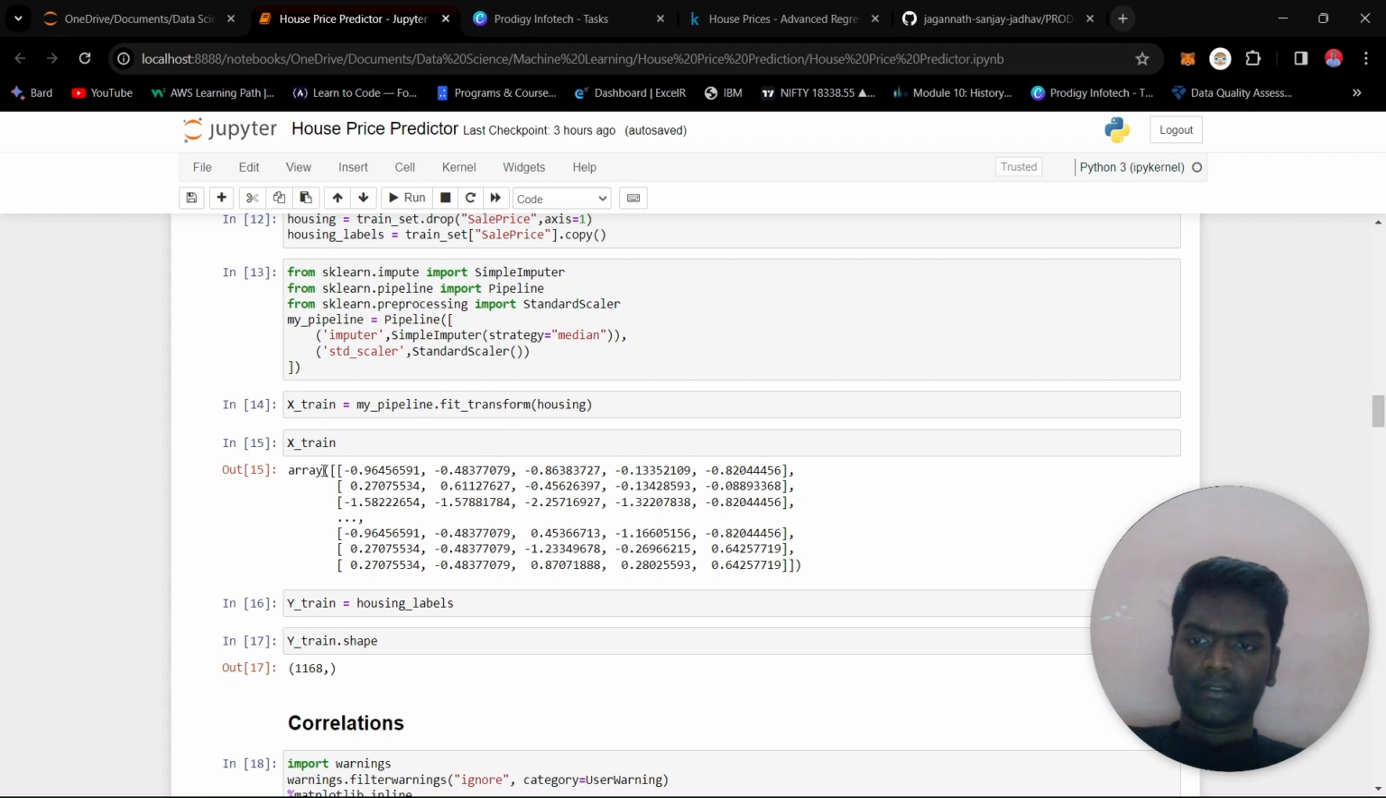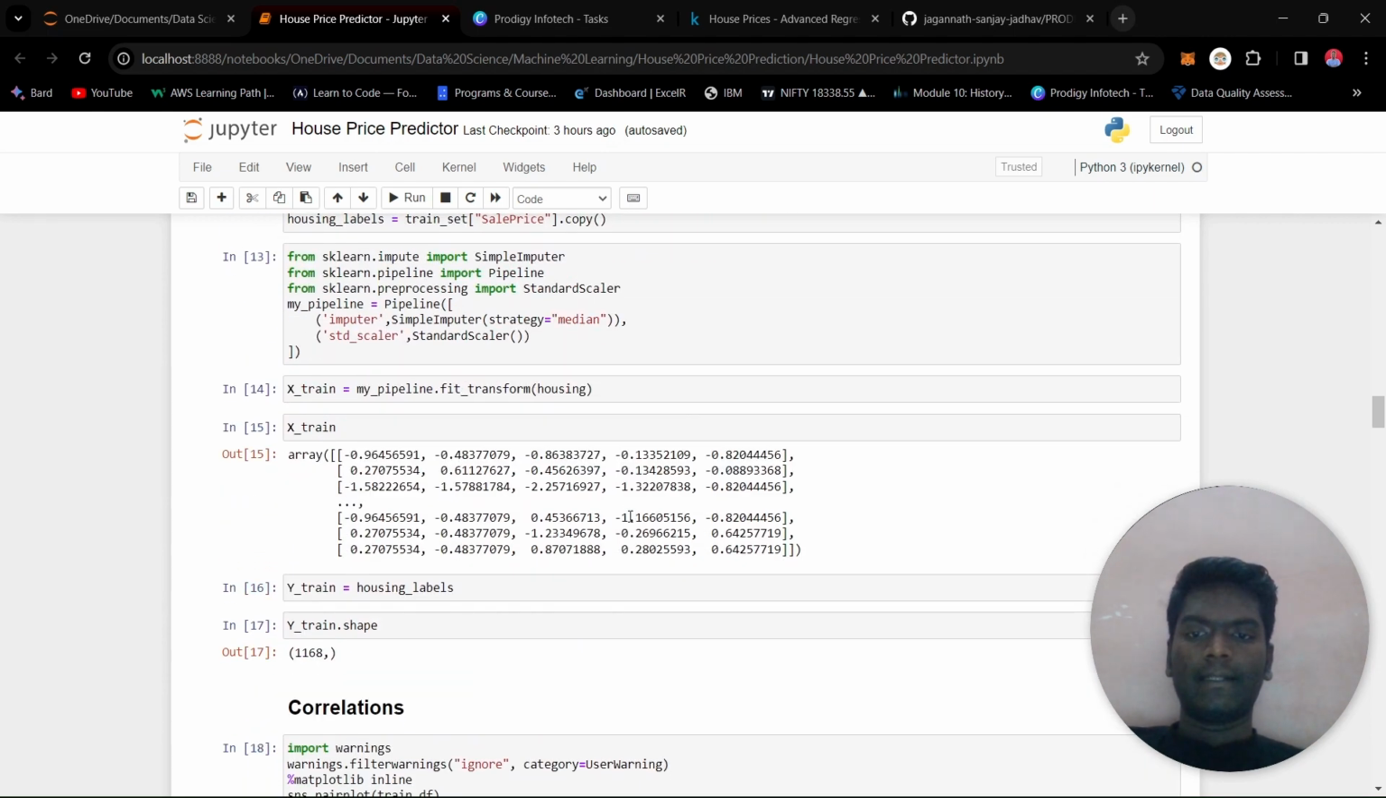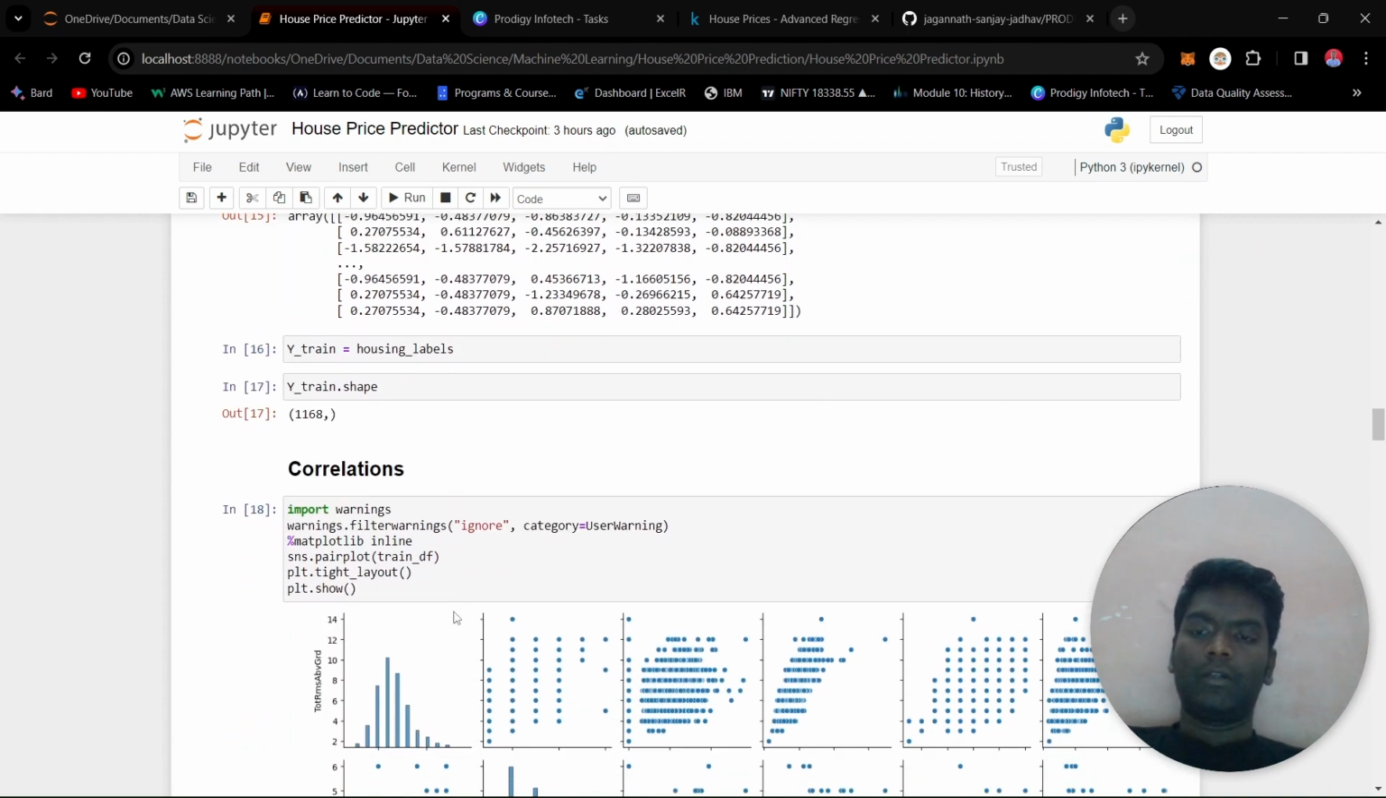You can see that the X train is created, and these numbers are very different from these numbers, because they are scaled in an equivalent format, where you can just feed these numbers inside the machine. It is easier for the machine to predict the data set because we have scaled it, because the range of numbers has been decreased. I have also created Y train as housing labels. That Y train has only the values of sale price, so it is just a column with all the labels.